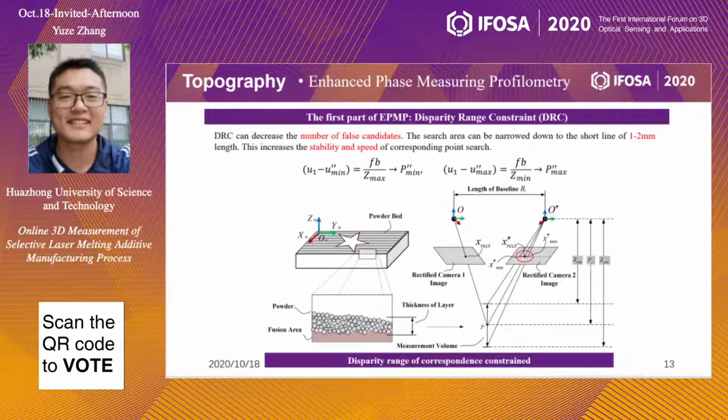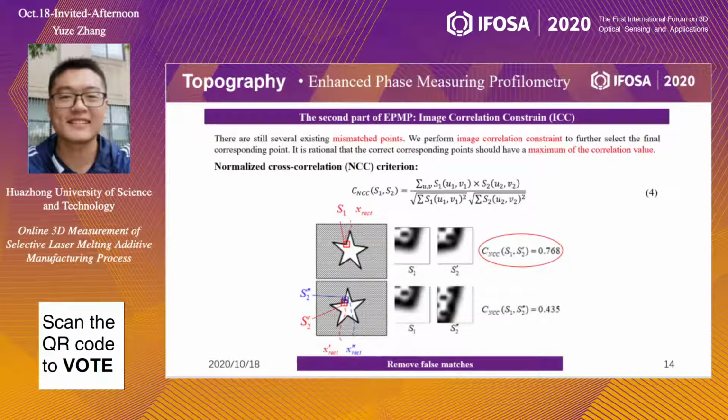Considering the limited thickness of powder during PBF processing, the search area can be narrowed down to the short line of 1 to 2 millimeters length, which is the red line in the picture. This increases the stability and the speed of corresponding point search. However, there are still several existing mismatched points. To solve this problem, we perform another part of the ePMP, image correlation concentrate.